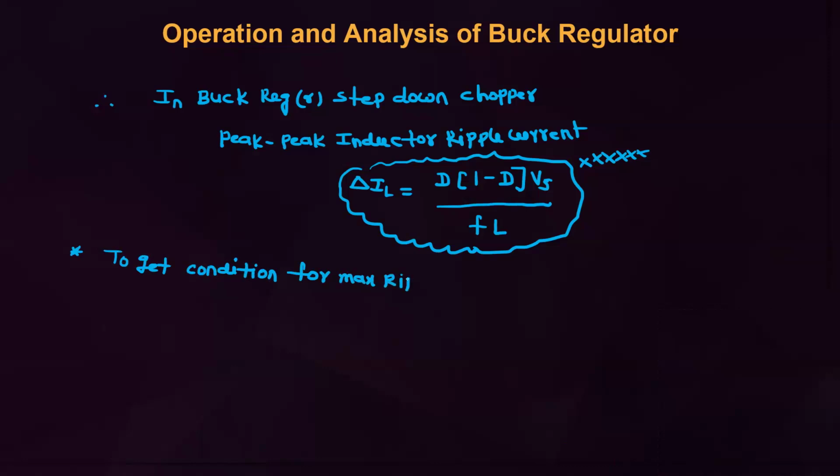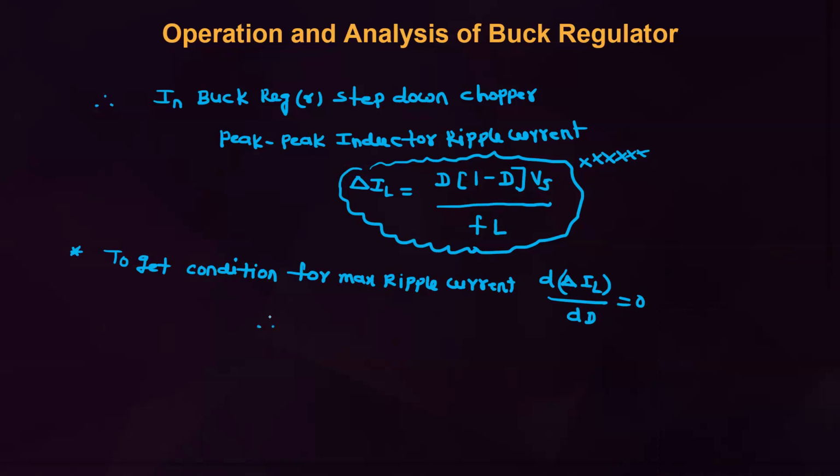Maximum ripple current. What do you write? Differentiate with respect to duty cycle and equate to zero. You differentiate this and equate to zero. During differentiation, F L Vs is constant.